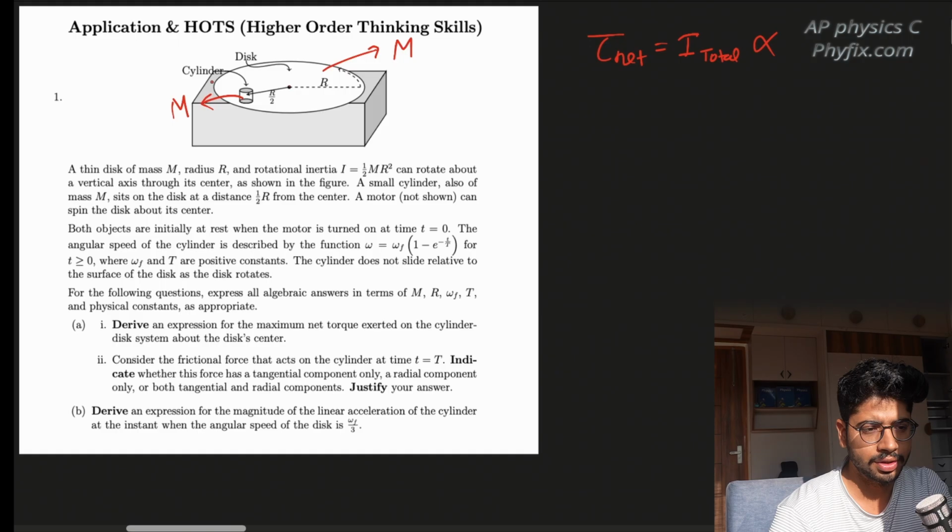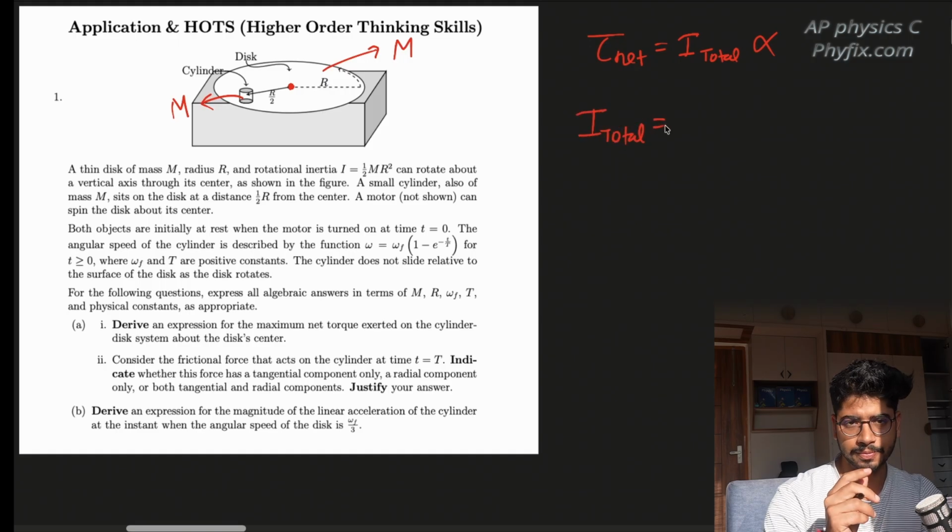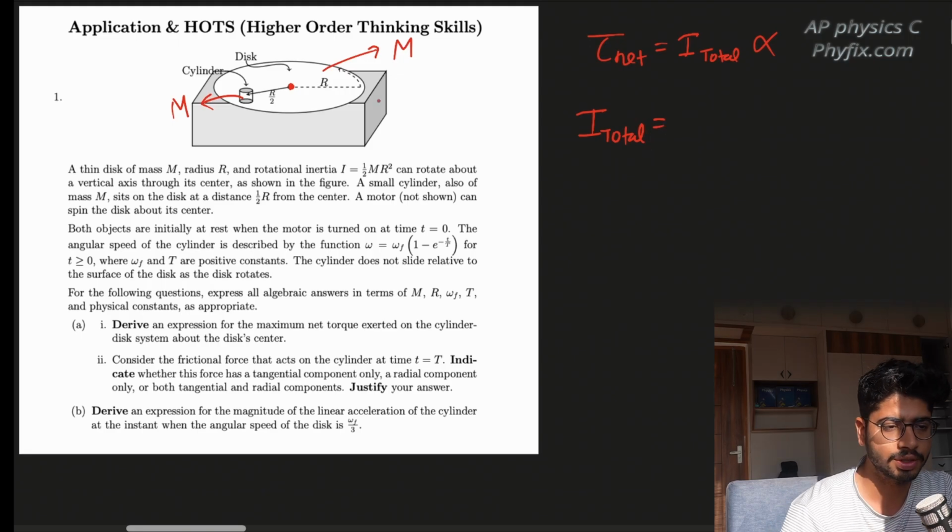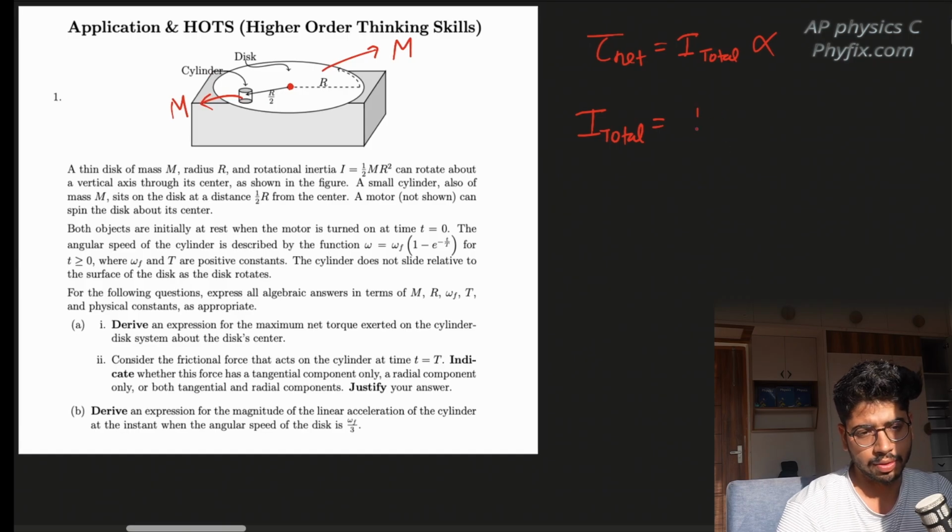For the cylinder that has the mass m and the center of the rotation at this point, and radius r, the total moment of inertia is due to two things. One is the disk, another one is the cylinder that is placed at the r by 2 distance from there. Moment of inertia is a scalar quantity, so you can add it. So I'm writing C for the cylinder.